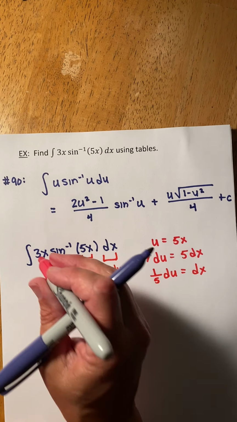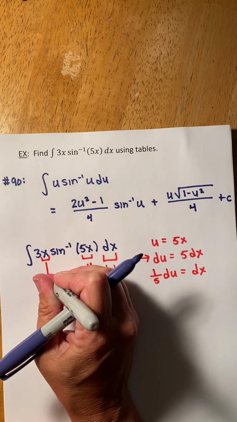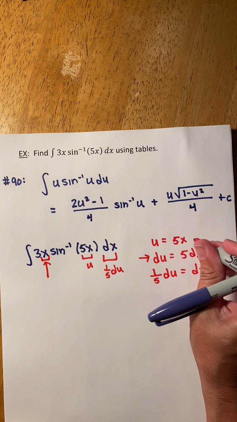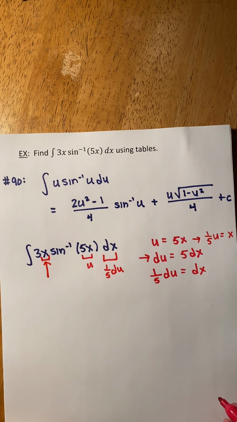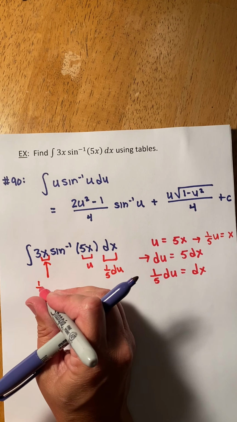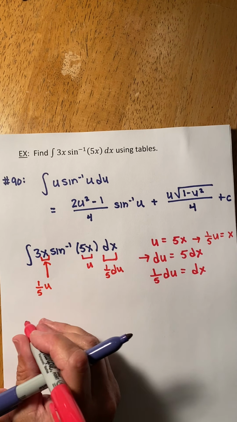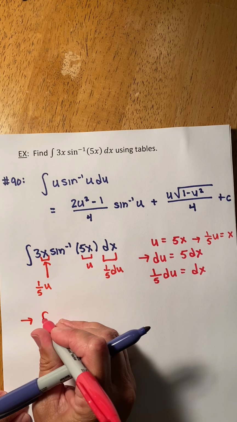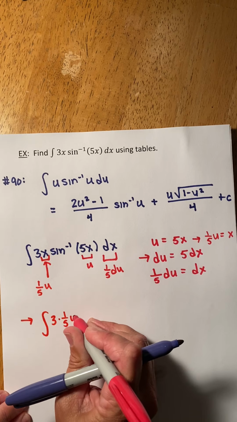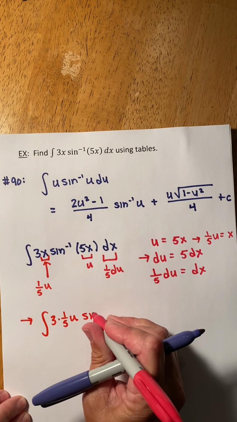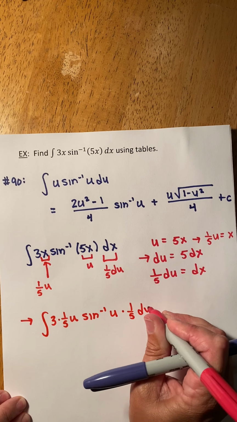Now here we have 3 times x, but I'm going to ignore that 3 for a minute, and I'm just going to assign x a value. Well, if u equals 5x, 1/5 u equals x. So this is going to become 1/5 u. So let's put this all together. We're going to integrate instead 3 times 1/5 u times the inverse sine of u times 1/5 du.